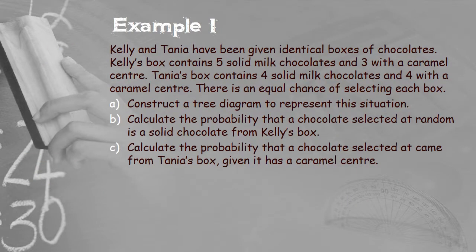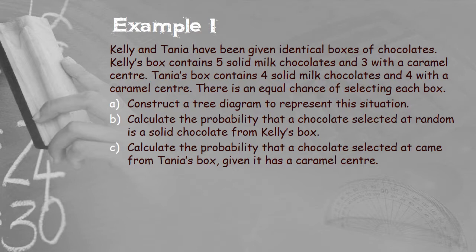Okay, in our first example here, we have got a particular situation where we've been given boxes of chocolates. Kelly's box contains 5 solid milk chocolates and 3 with caramel centres, and Tanya's box has 4 milk chocolates and 4 with caramel centres. Now to start with, we're going to construct a tree diagram.